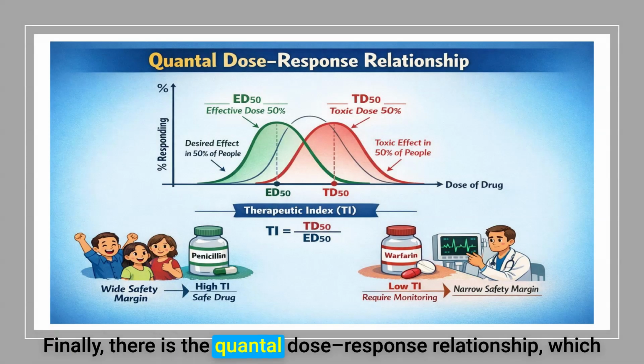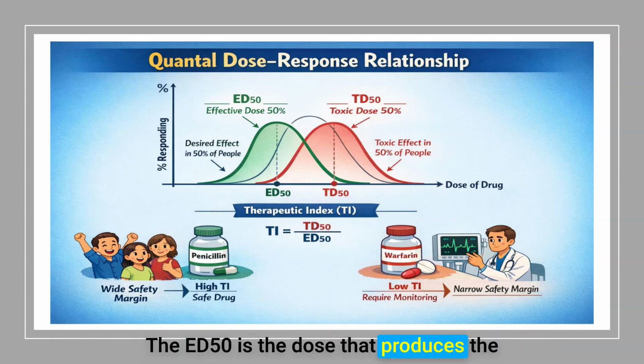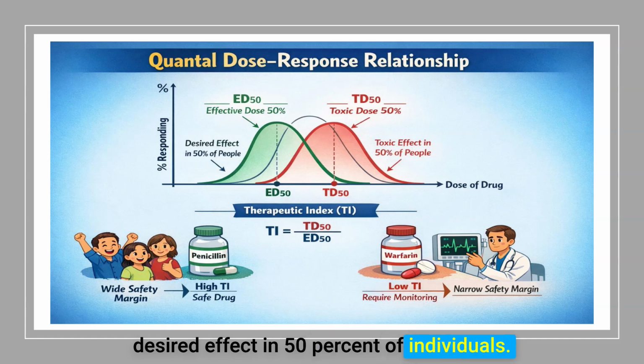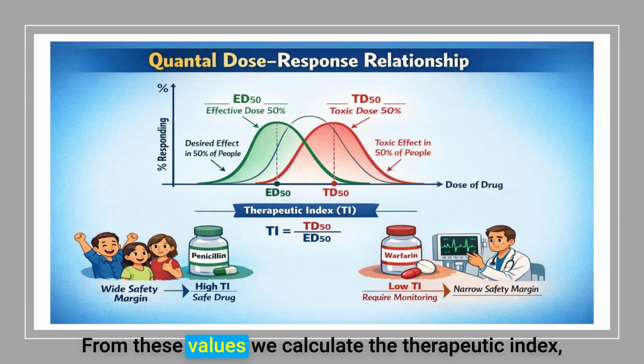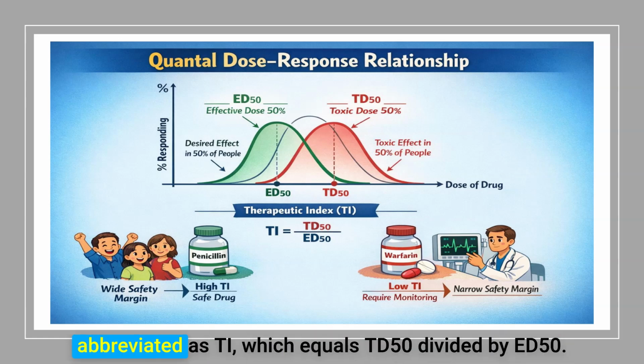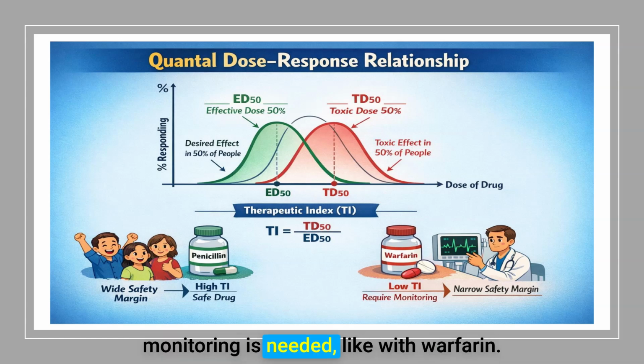Finally, there is the quantile dose-response relationship, which looks at how many people in a population respond to a drug. The ED50 is the dose that produces the desired effect in 50% of individuals. The TD50 is the dose that produces toxicity in 50% of individuals. From these values, we calculate the therapeutic index, abbreviated as TI, which equals TD50 divided by ED50. This tells us how safe a drug is. A high therapeutic index means a wide safety margin, like penicillin. A low therapeutic index means careful monitoring is needed, like with warfarin.